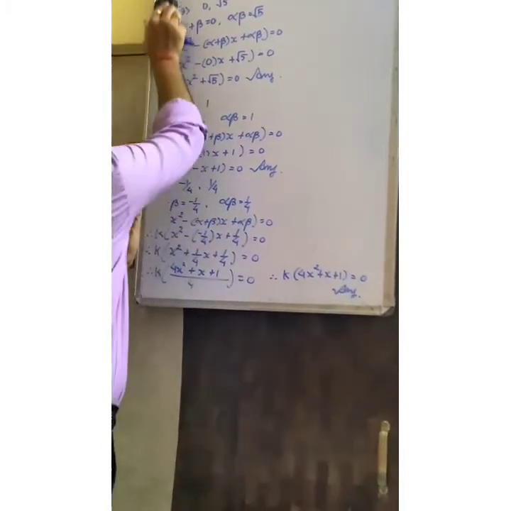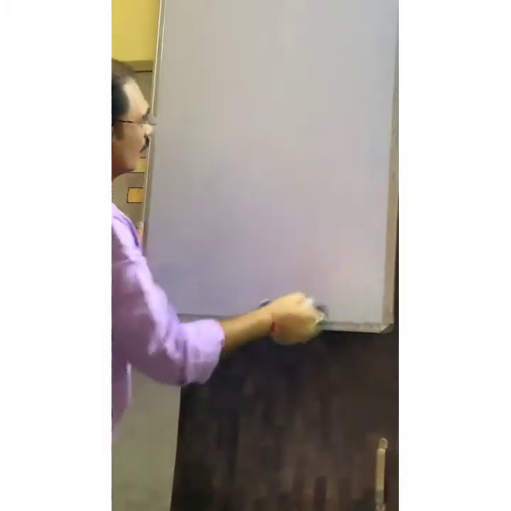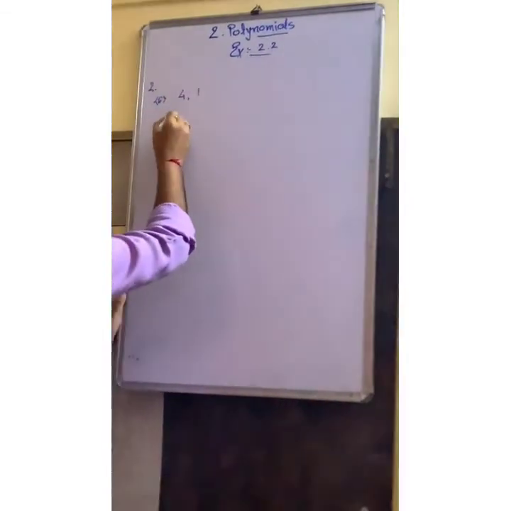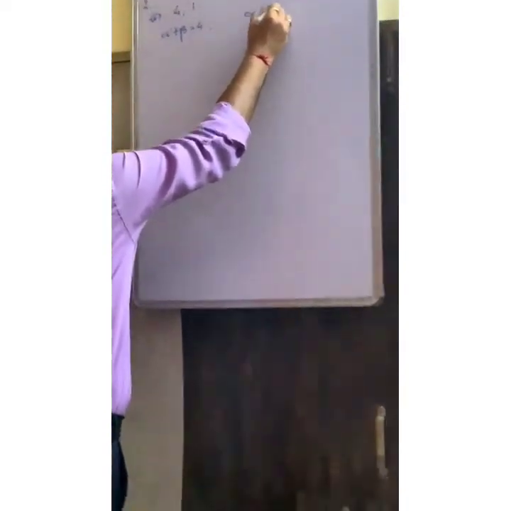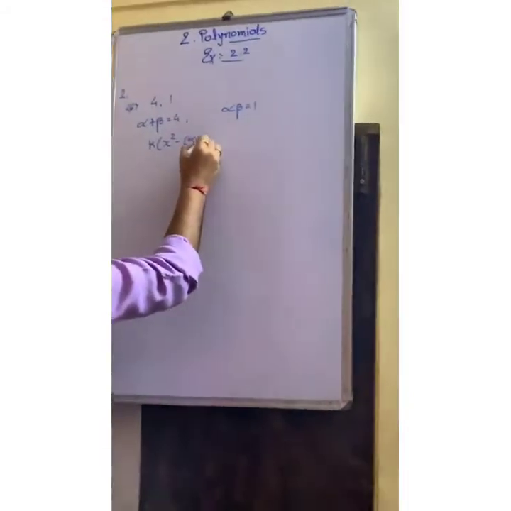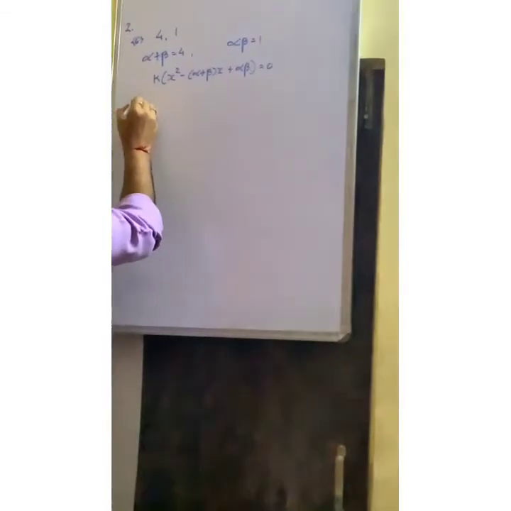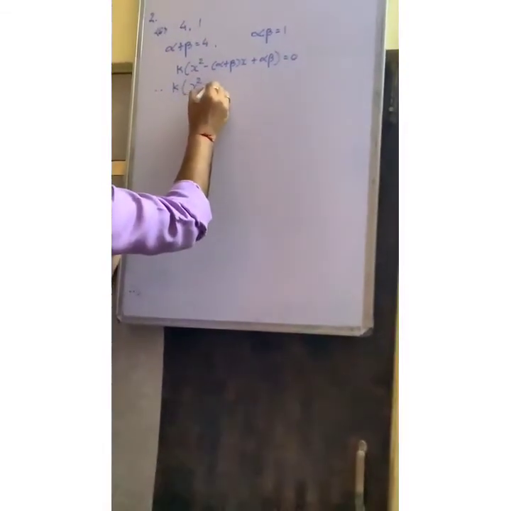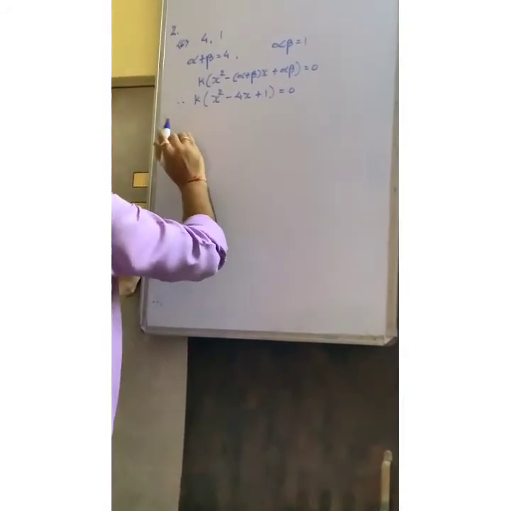And the last sum of this exercise, 4 and 1. Second question, 6 number, 4, 1. Alpha plus beta equal to 4. Alpha into beta equal to 1. Formula k x square minus alpha plus beta into x plus alpha beta equal to 0. Place the value. K x square minus 4x plus 1 equal to 0. This is your final answer.